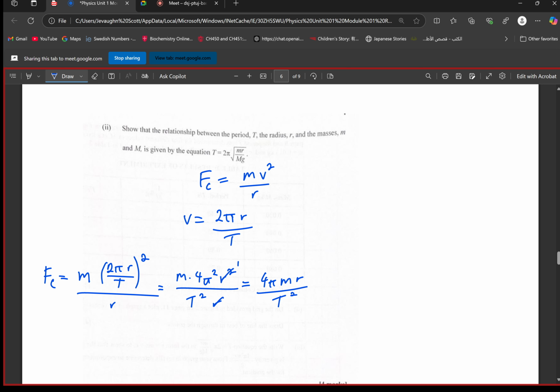Alrighty. Now we have to balance the forces. Recall now that Fc is equal to Mg, not true? Therefore, from that we show that 4 pi squared m r divided by T squared, let me write the r properly, is equal to large M g.